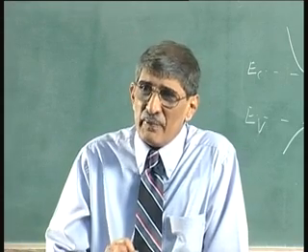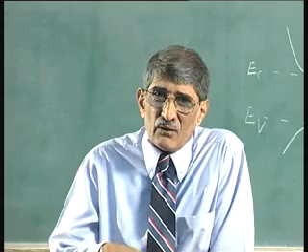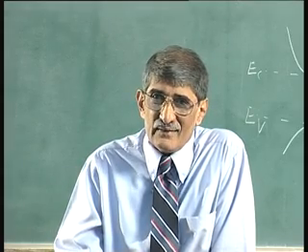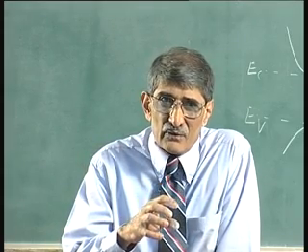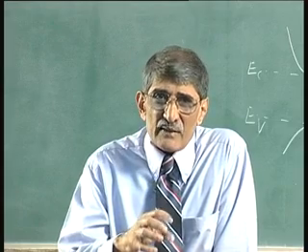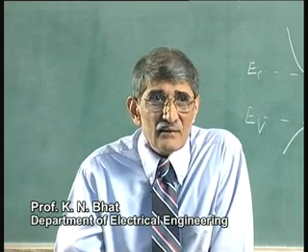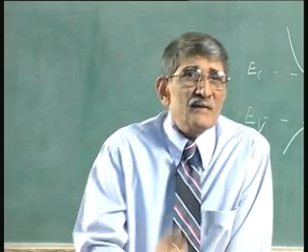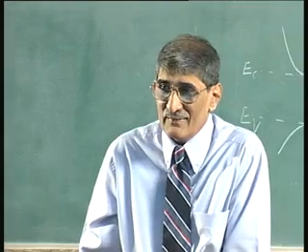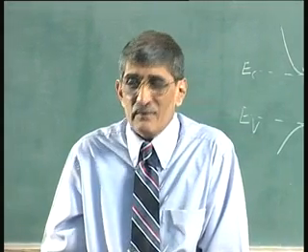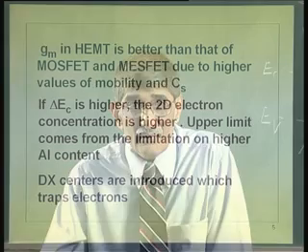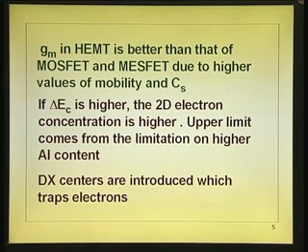Because after all, if you remember, the band bending of this lightly doped region is equal to built-in potential of the homojunction plus delta EC by Q. So, if delta Ec is higher, more is the band bending. If more is the band bending, more will be the electrons. So, that is what is implied here. The 2D electron concentration is higher if delta Ec is higher. From that point of view, you would like to have a device which has got higher delta Ec.